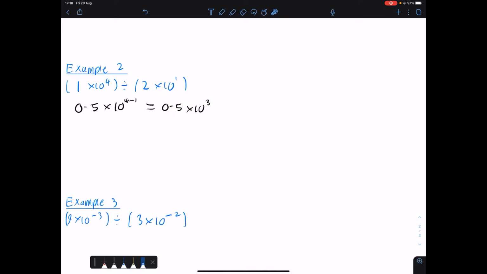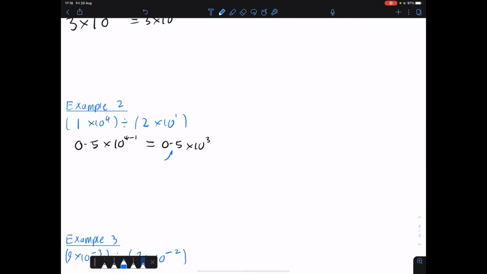Using a similar method as one of the questions in multiplication, we need to make this number, the 0.5, 10 times bigger to get it between 1 and 10. So subsequently, we need to make this times 10 to the power of 3 10 times smaller. So this is just equal to 5 times 10 to the power of 2. And that's our final answer to this calculation.